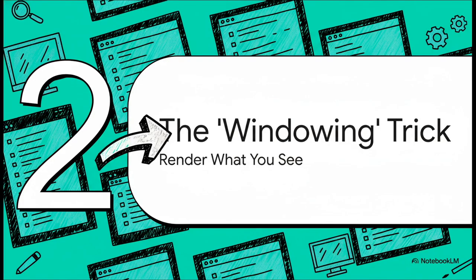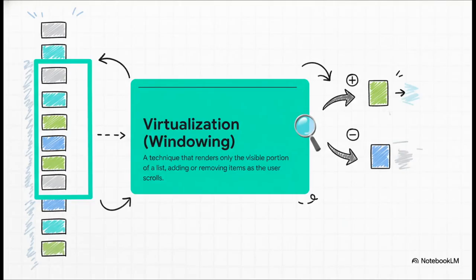Okay, enough with the problems. How do we actually fix this? Let's get to the solution. It's a really clever technique called virtualization, or as some people call it, windowing. The main idea here is genius in its simplicity. Instead of trying to render all 1 million items, we only render the handful of items that the user can actually see on their screen right now. That's it. As they scroll, we just swap items in and out of the DOM.